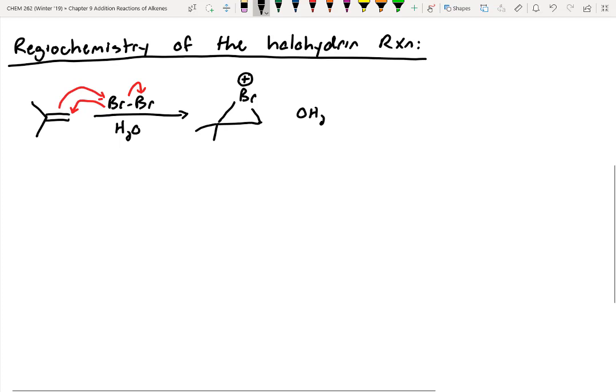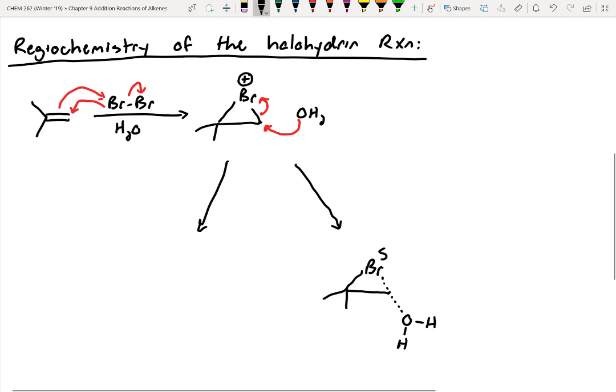So let's consider two possible outcomes. All right, one outcome I'll show with a red arrow. We could attack this carbon right here, and we could slingshot this open. And let's consider the transition state for this. So in this transition state, we're breaking the bond between that carbon and the bromine, right? And we're forming a bond to this water molecule.